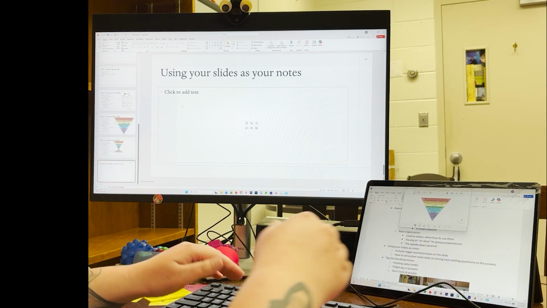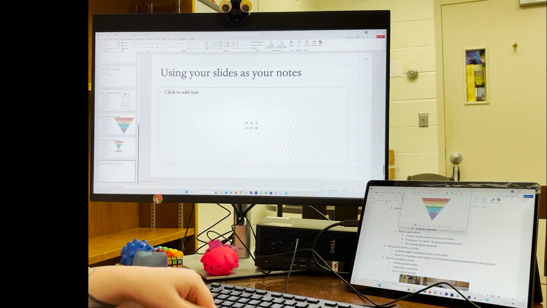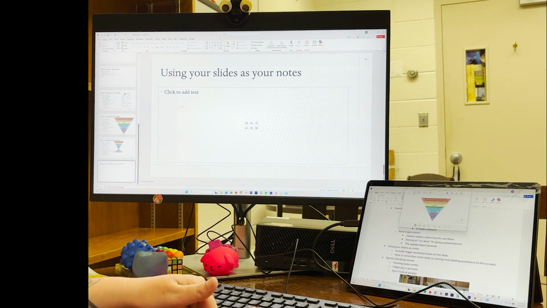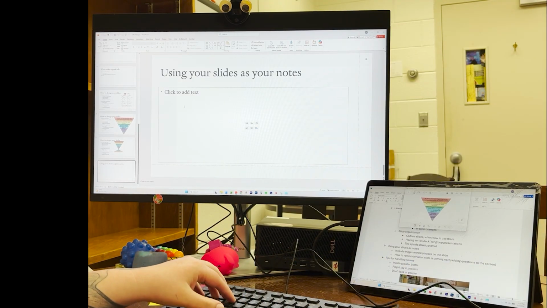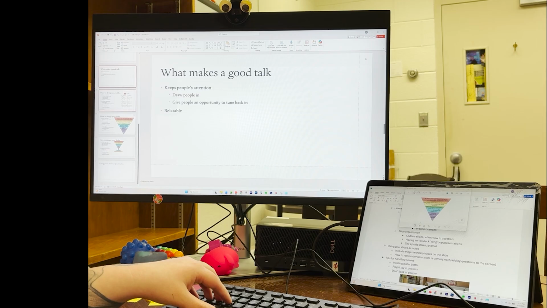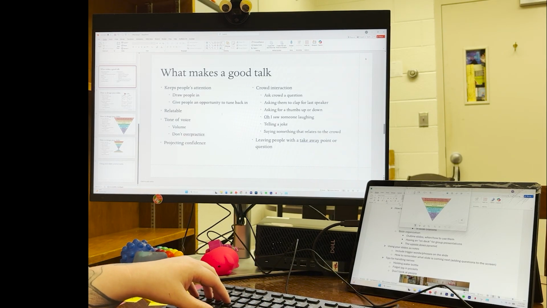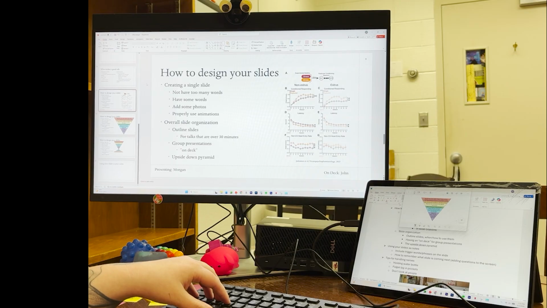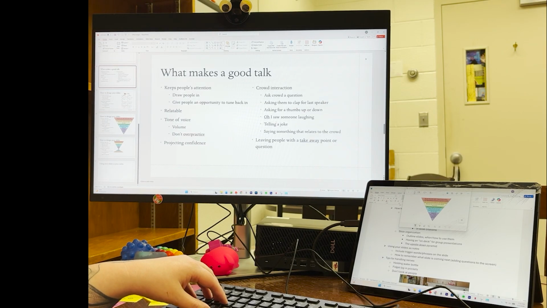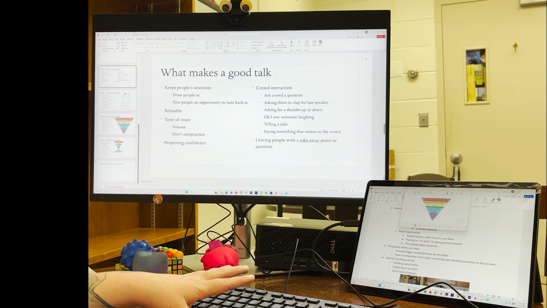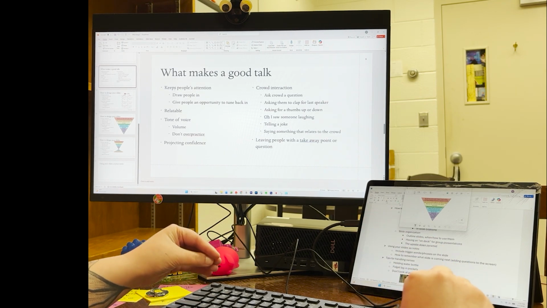Now, I would say the number one thing that people say in response to what I just said is, but I need the notes to know what slide is coming up next. Sometimes I forget the order of my slides. And we can still use our slides as notes to understand that. So if we go back to this what makes a good talk slide, up next is how to design your slides.